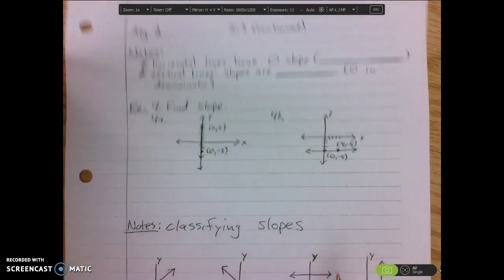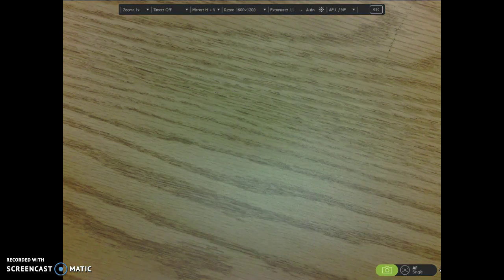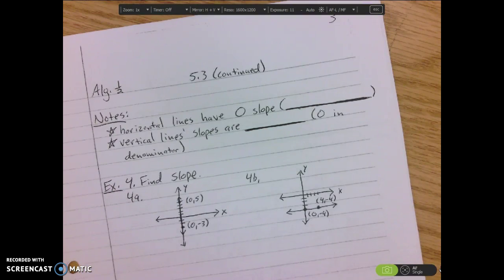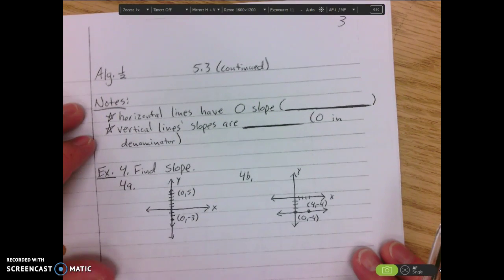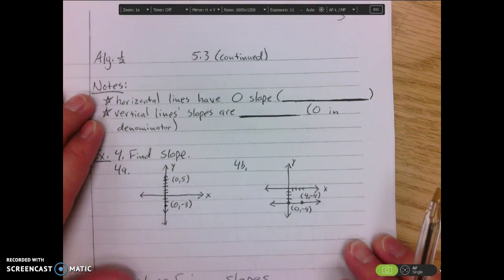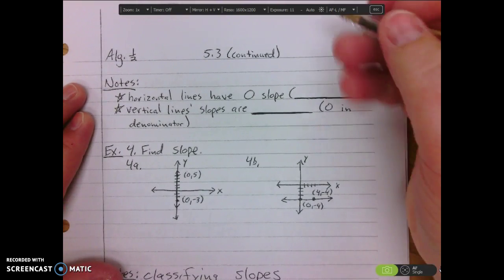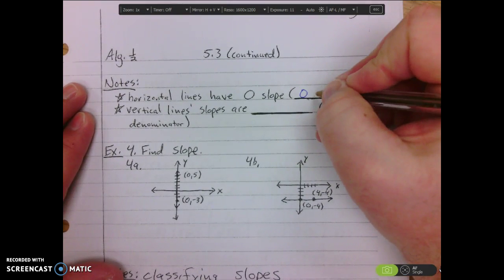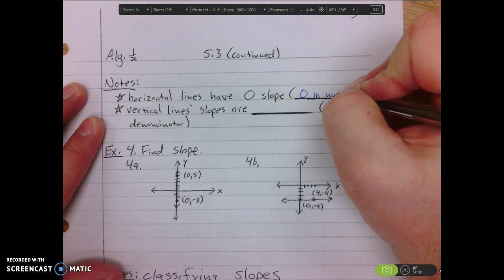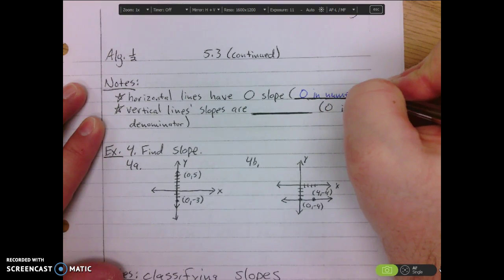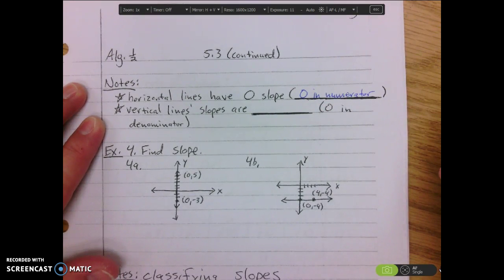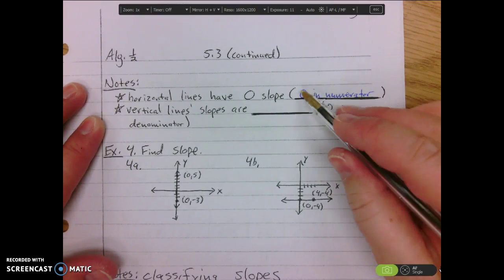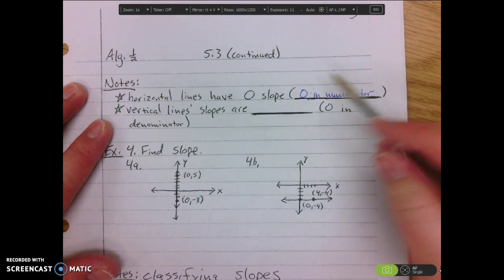Last thing, just a couple things here we'll run through real quick. Some special slopes. The first thing, horizontal lines have zero slope. Okay? Zero slope. Because it has a 0 in the numerator. So it has no rise. It doesn't rise up or go down at all. So it has a 0 in the numerator, so that's a 0 slope.